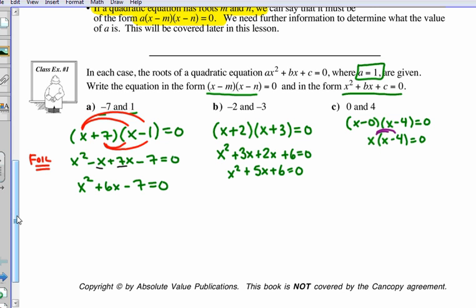And x times negative 4 is negative 4x equals 0. Now we're done. So we're just working backwards today. So all the same stuff again. What's going to be different is if we have to solve for a. So that's it for this page. Let's turn over.